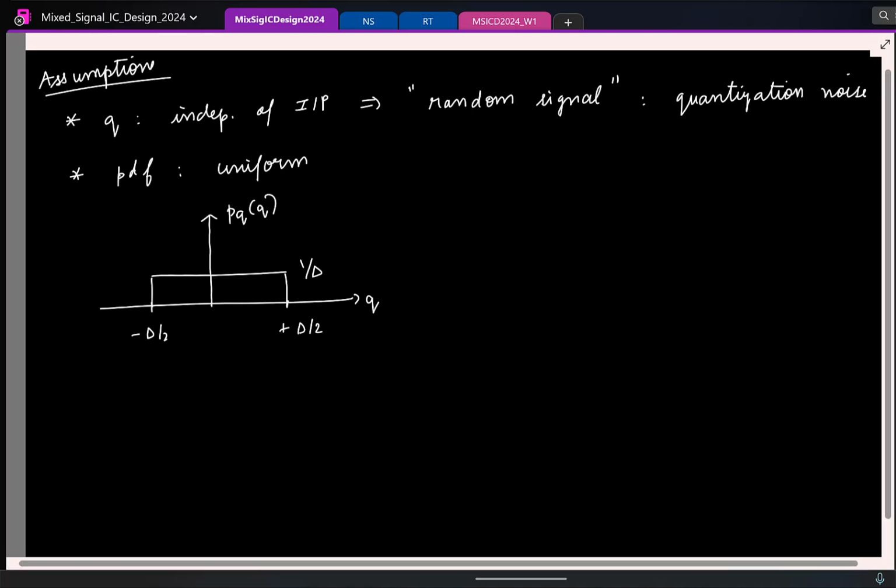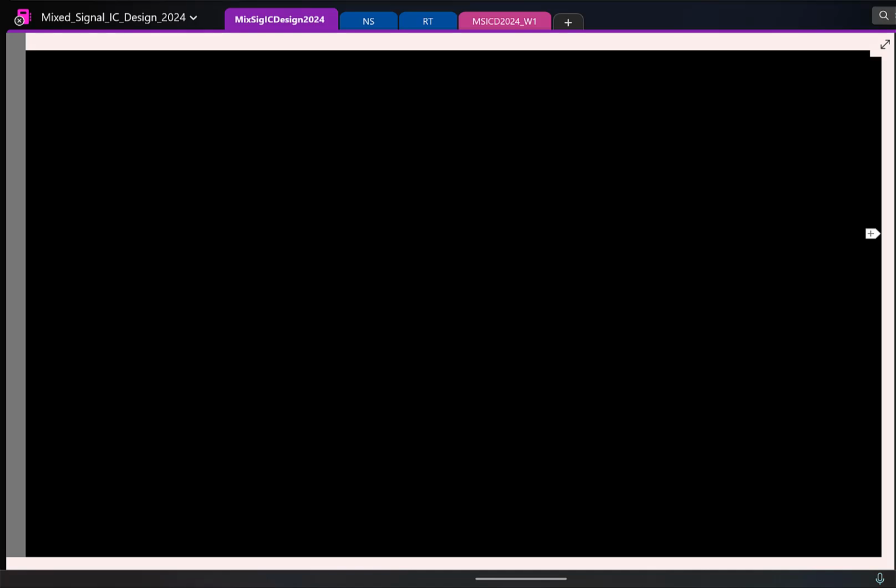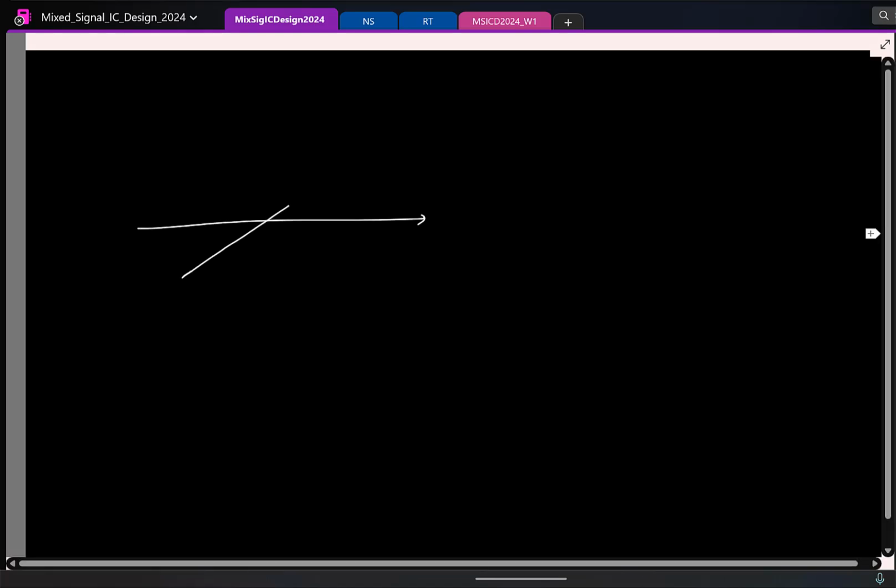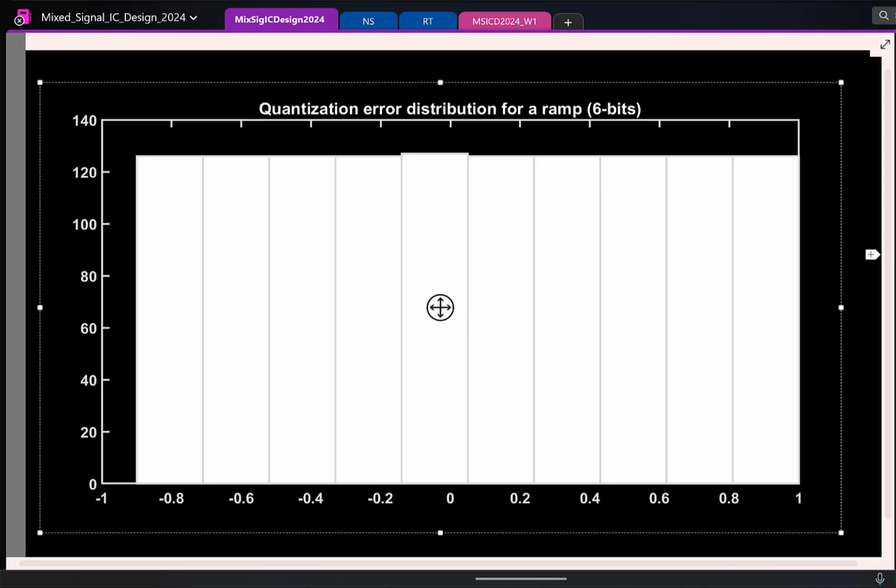So now let's see if this assumption is indeed reasonable or not. For that, I did an exercise. I generated a ramp signal going from minus Vref to plus Vref. I sampled it, I quantized it, and then I saw what quantization error I get. So this is the histogram.